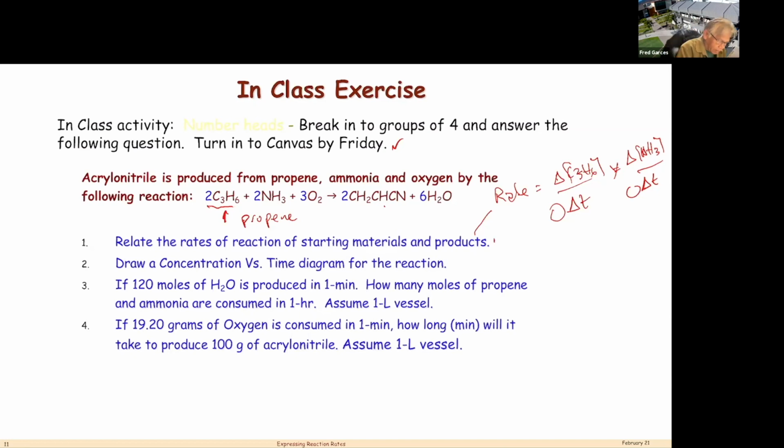So that's this part. The second part is draw a concentration versus time diagram. That's what we've been doing. Reactant will decrease, products will increase, like that. And you guys are going to put 1, 2, 3, 4, 5 lines.